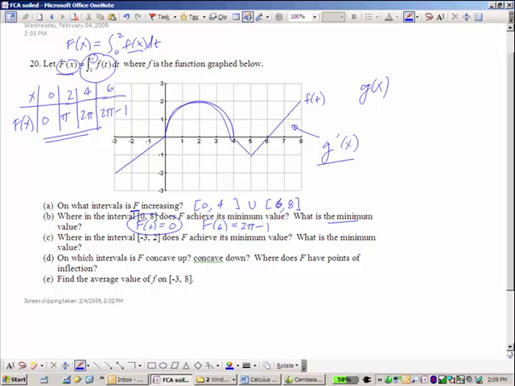All right. How about D? Skip C for a second. How about D? When is capital F concave up or concave down? So let's just start, when is it concave up? Thoughts or ideas on that? Derek? 0 to 2. You can even do better than that.